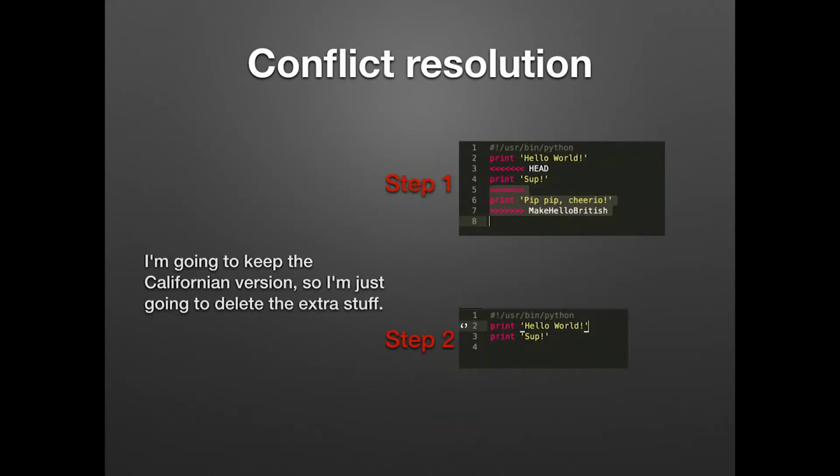So in this case, this is an easy fix. I'm just going to delete the British stuff. You just have to delete that line right there, line 3 where the conflict marker is, and then lines 5 through 7 are the conflict markers for the British side, as well as the change that I made. Resolve it back, save it, cool.